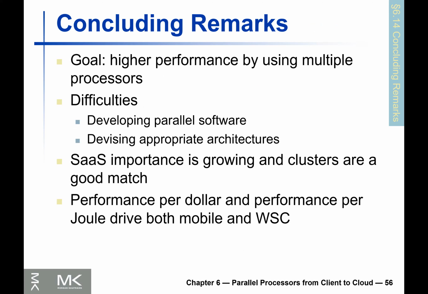The conclusion: the goal is higher performance by using multiple processors. Okay, difficulties: developing parallel software, devising appropriate architectures. Performance per dollar and performance per joule drive. As we saw here, the cost and the power. We say per dollar, meaning we are talking about the cost, and about the power. Especially when we talk about networks, independent computers must be connected using the network. There is high cost, high bandwidth, latency and traffic. All these issues might affect the performance.